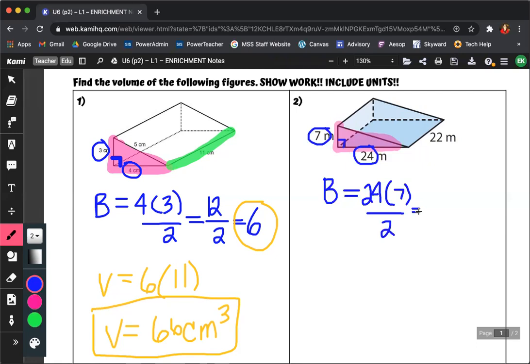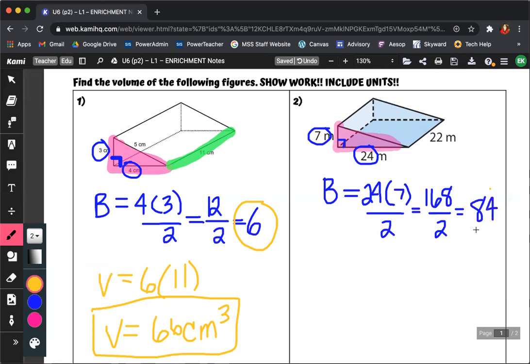I'm going to plug in 24 times 7 into my calculator, and I get 168 divided by 2. And when I divide that by 2, I get 84 for our base.